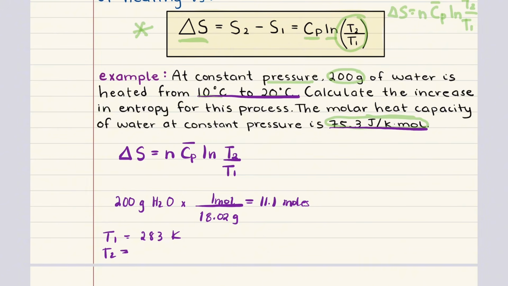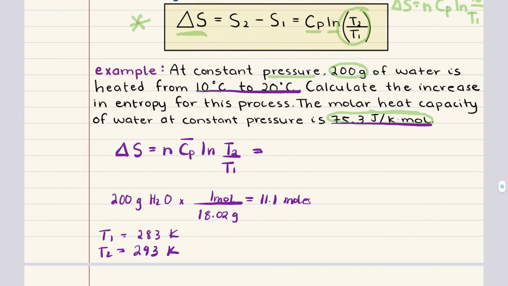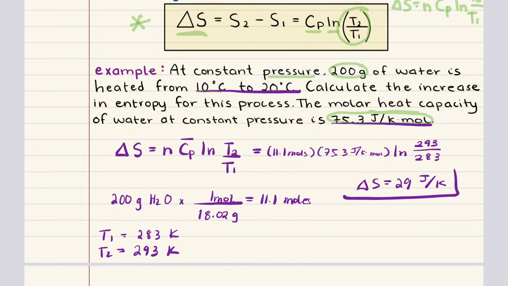Now we can plug everything into our equation. Delta S is equal to 11.1 moles times 75.3 joules per Kelvin per mole times the natural log of 293 over 283. Multiplying through gives approximately 29.0 joules per Kelvin. The sign is positive, as it should be. Heating increases the number of thermally accessible energy states, so entropy rises.